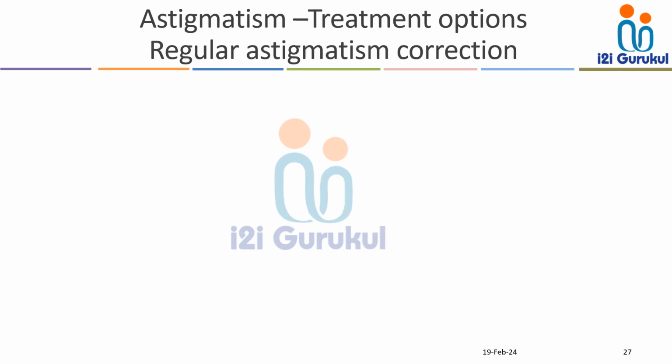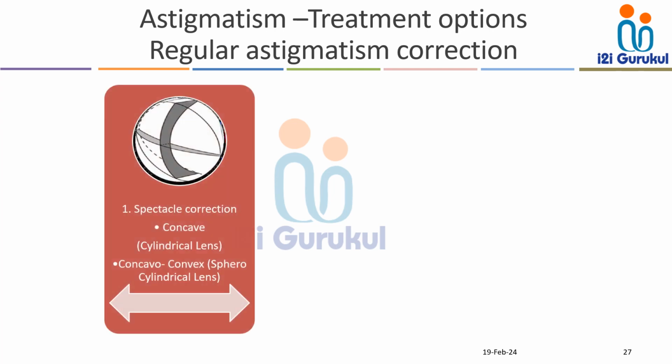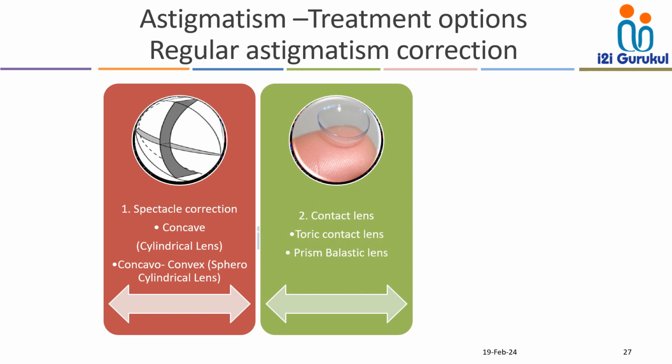Okay, so moving towards regular astigmatism correction, we have first the primary basic option, that is the spectacle. We can use concave lenses or concave convex spherocylindrical lenses, and the second one is contact lenses.